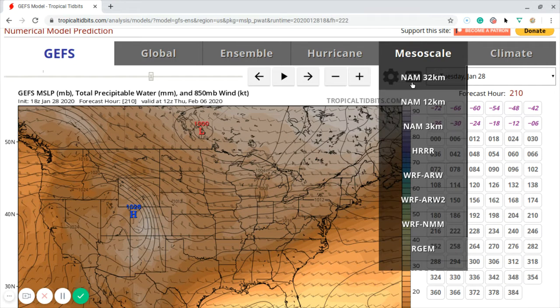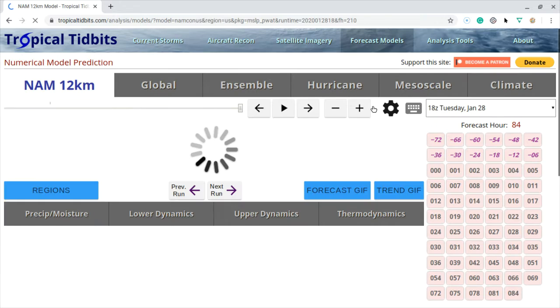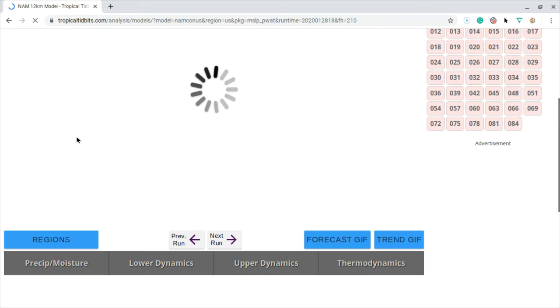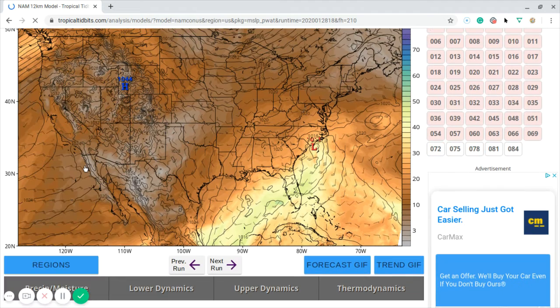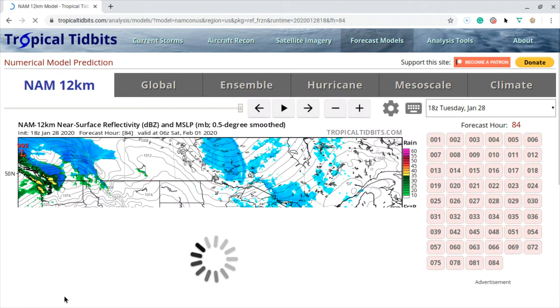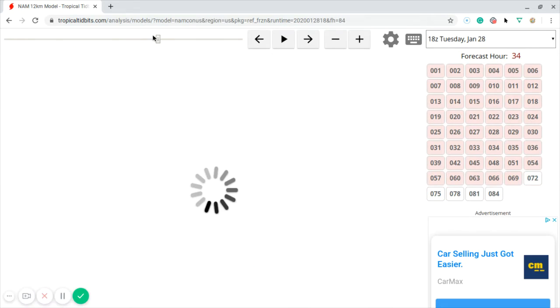Let's take a look at the NAM 32 km. Let's take a look at the 12 km model to get a little bit of an idea here. Take a look at the radar. So this is the future radar here.